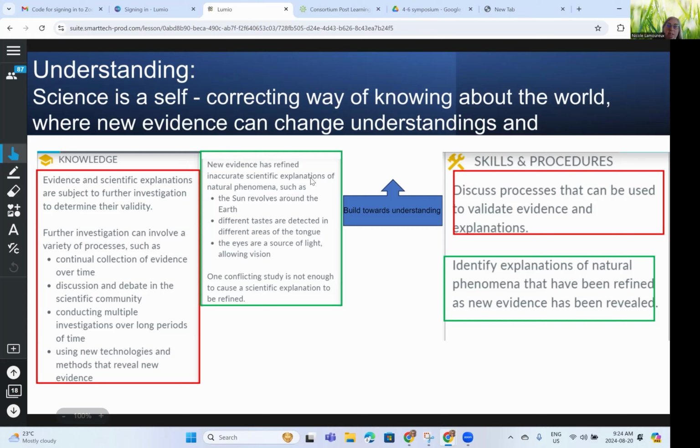Different tastes are detected by different things, and they give examples. And I like this one: one conflicting study is not enough to change a scientific explanation, because you need multiple forms of evidence to strongly indicate that.